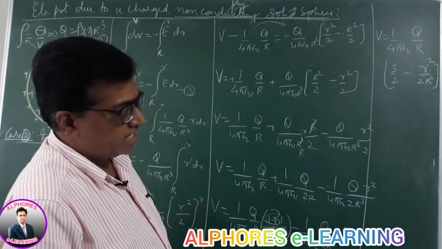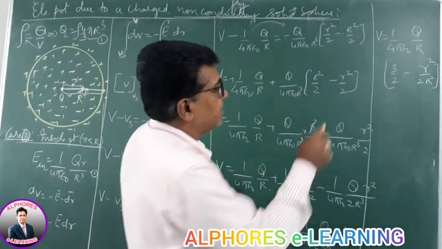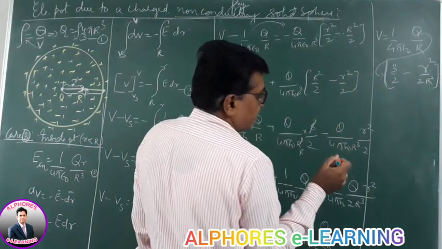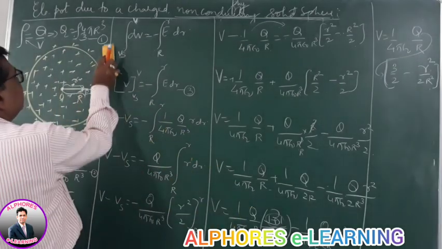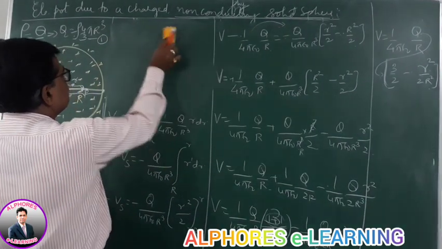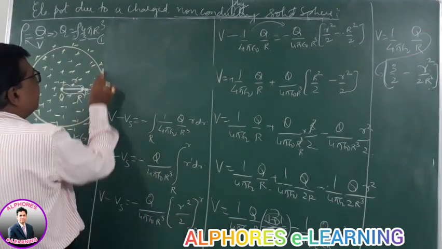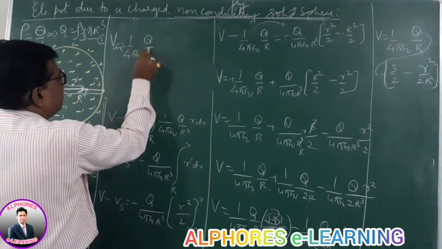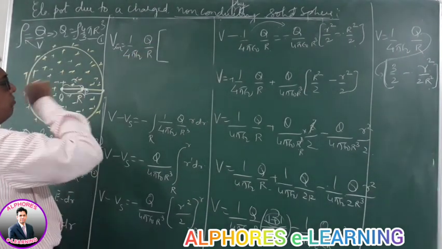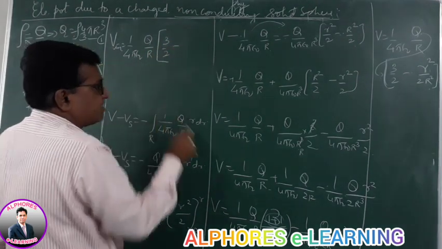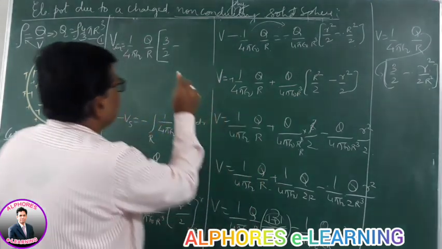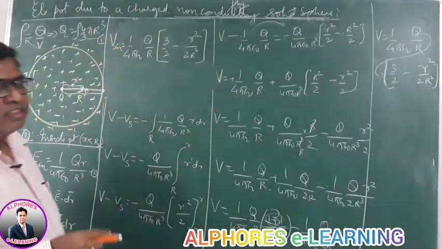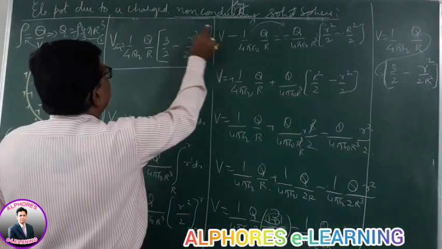So the final potential at any point inside the sphere, it is 1 by 4 epsilon q by r bracket this one multiplied to this, right? So therefore we get it as, let me write it again here. So the potential at any inside point, potential inside is 1 by 4 pi epsilon naught q by r. Final formula bracket 3 by 2 minus, this is 3 by 2 minus r square by 2 r square. This is the formula for the potential at any inside point.